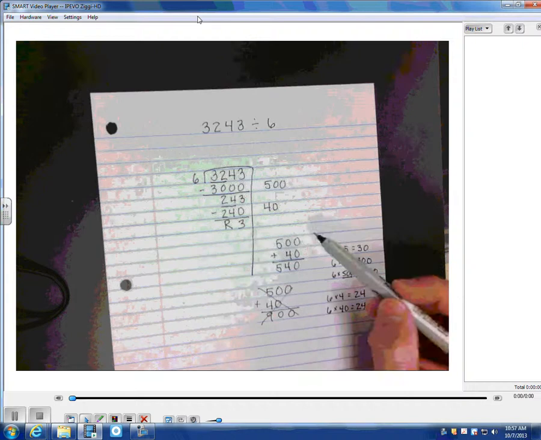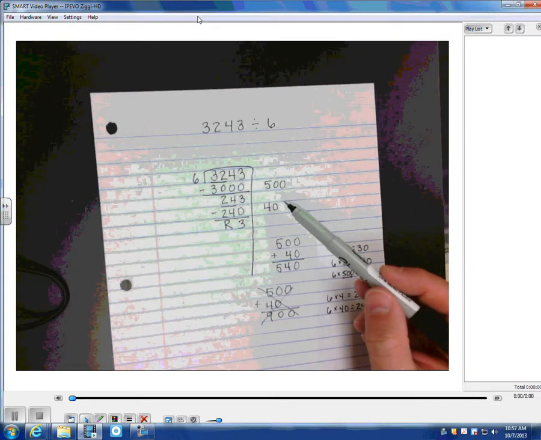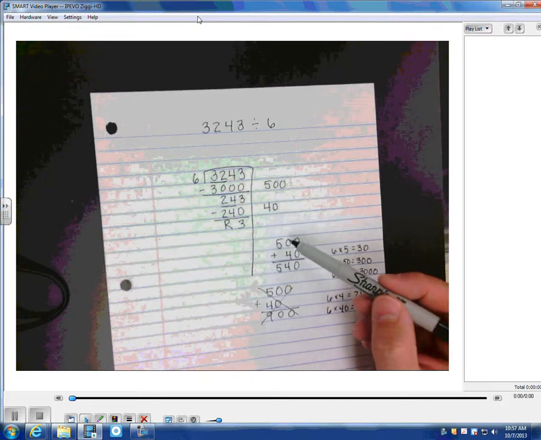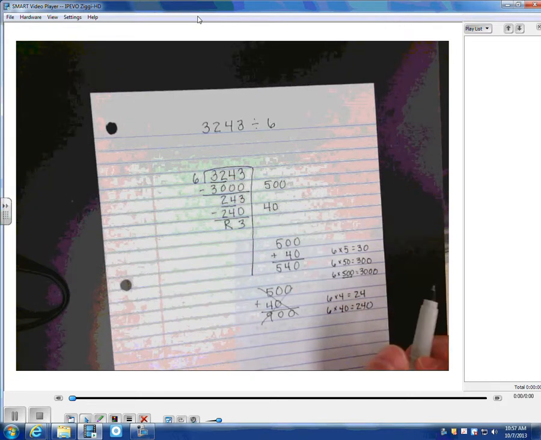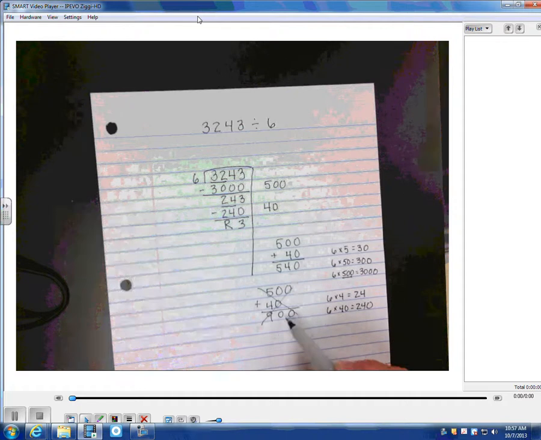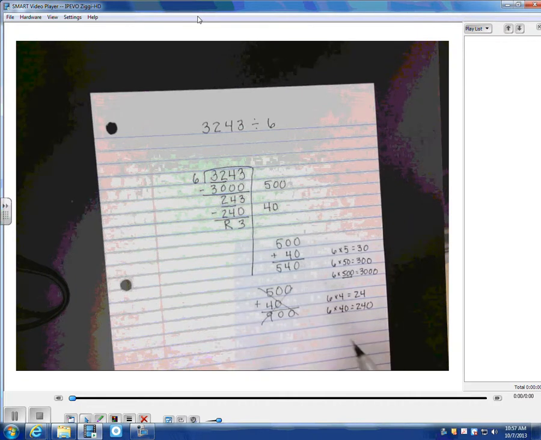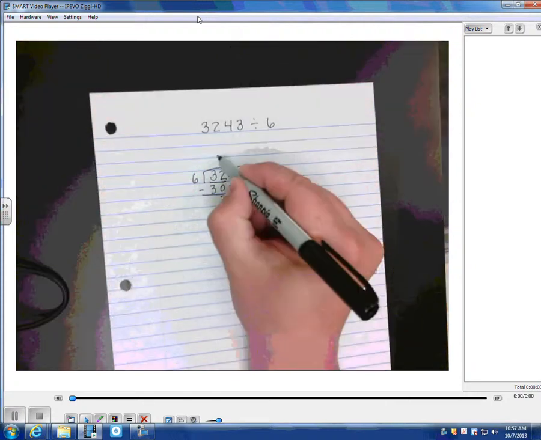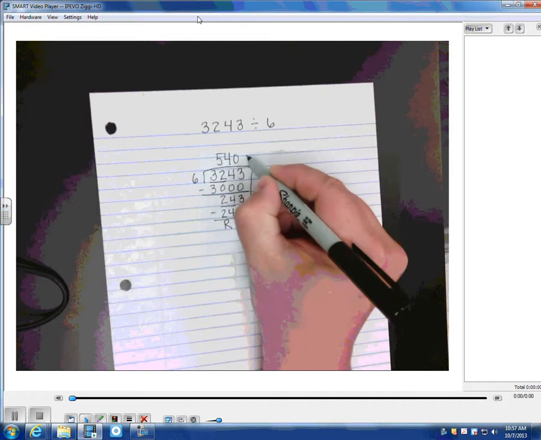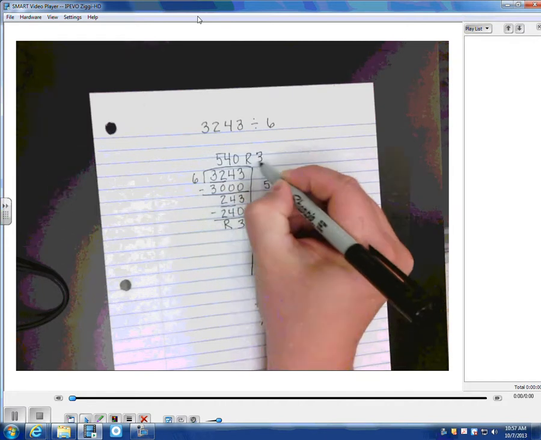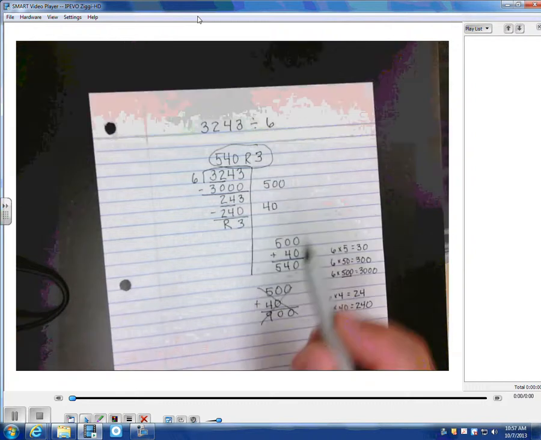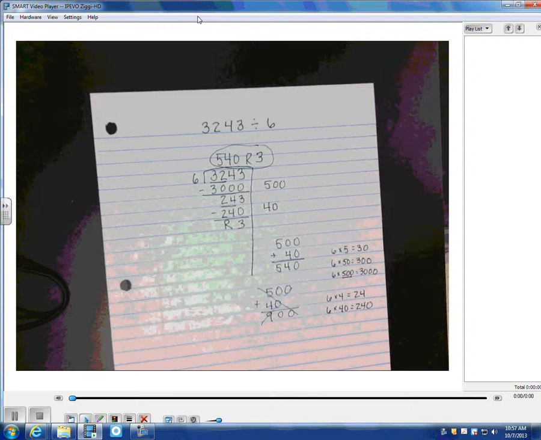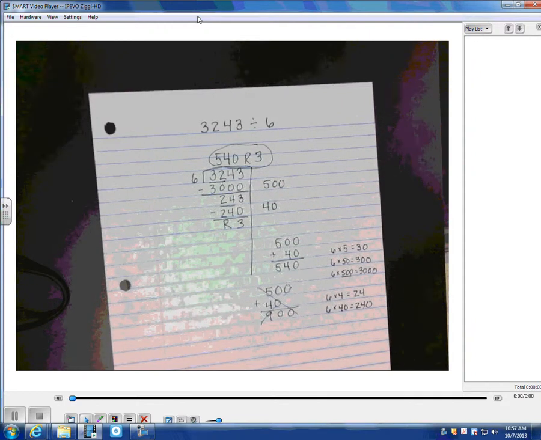So make sure when you're adding these up, I know this one's really easy. You can just look at the 2 and say it's 540. But if you need to, when you add them up, make sure you line your numbers up properly. It's very important. You can see it's easy to make a mistake. So my answer is 540, and I have that remainder of 3. So at the top, my answer is 540, remainder 3. And this is the partial quotient method of division. Again, this is just for you to refer back to if you ever get stuck, as a quick refresher.